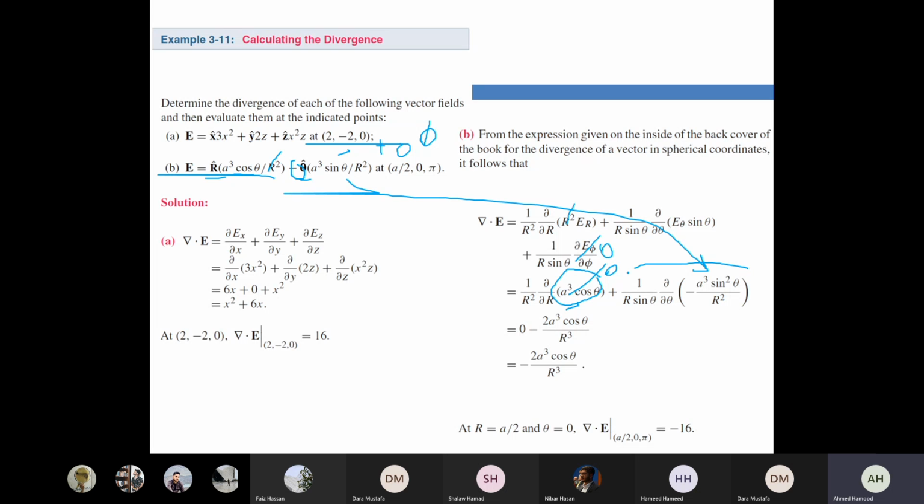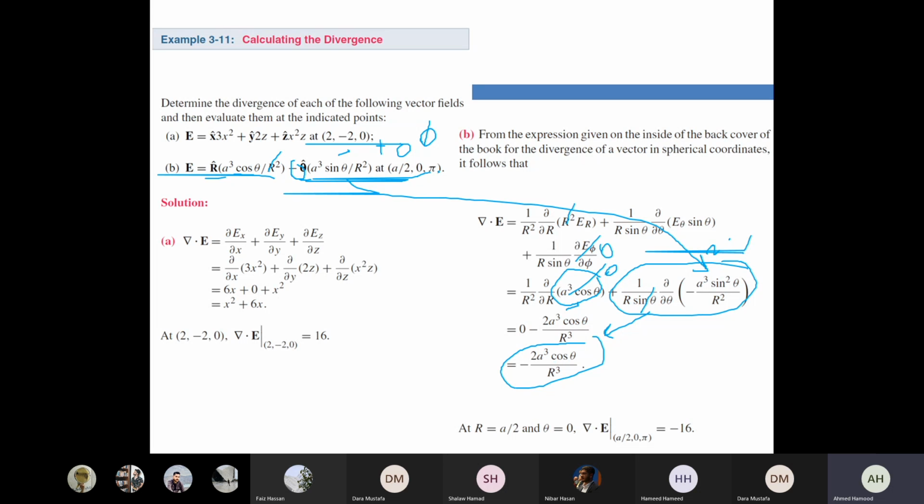Then you have only this to differentiate, which is equal to negative 2 a to the power of 3 cosine, because you have sine square, okay. The derivative is cosine phi divided by r to the power of 3, because you have r and r to the power of 3. Also sine square is equal to 2 sine cosine, and one of the sines cancels, so you get only cosine. So the divergence of this vector is equal to negative 2 a to the power of 3 cosine phi divided by r to the power of 3.